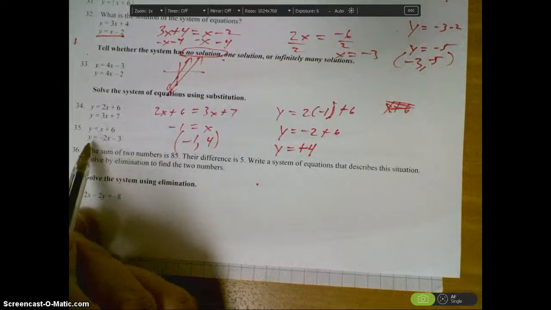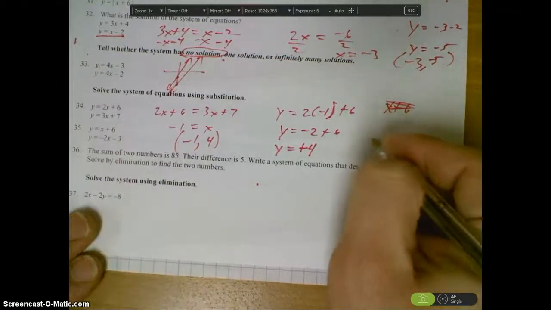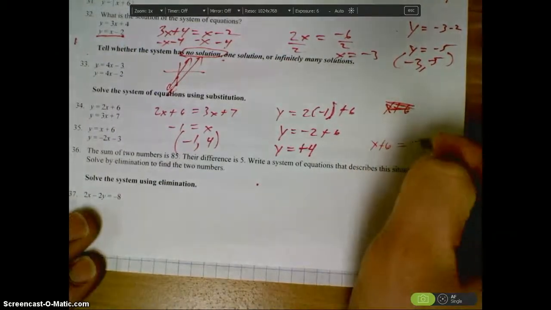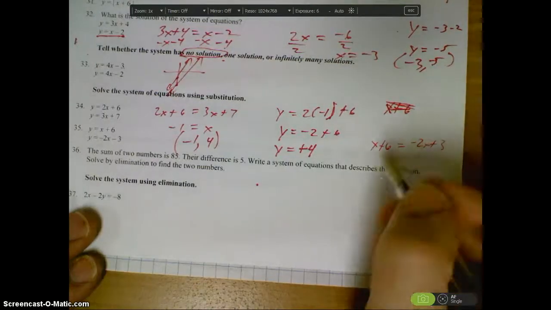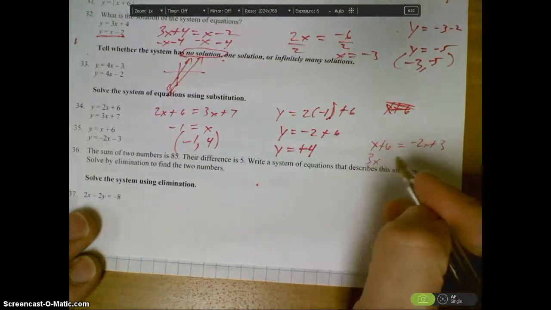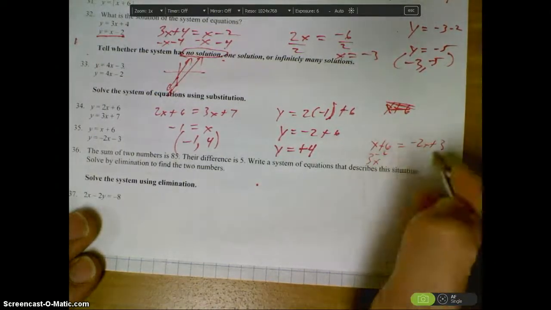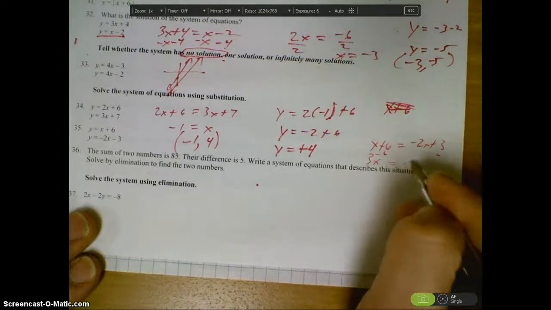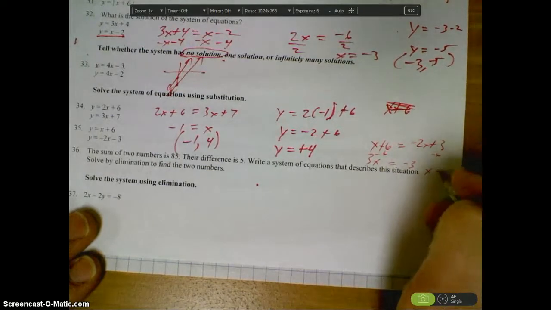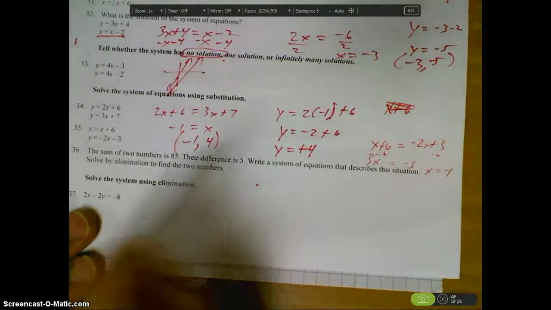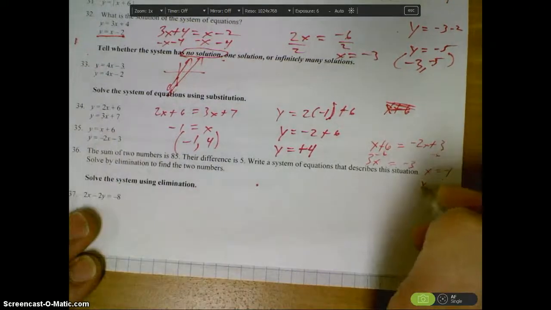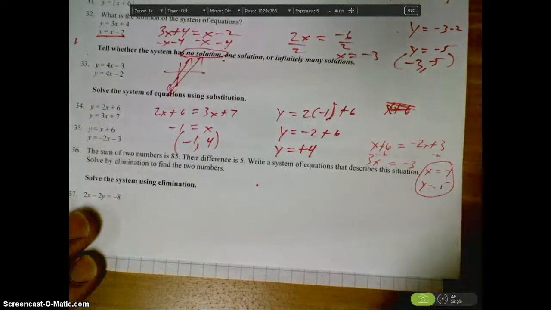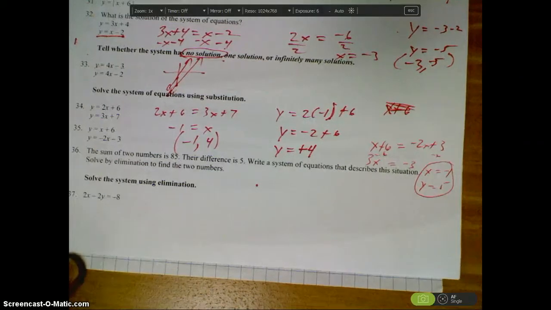They're both equal to y, so I can set them equal to each other. x plus 6 equals -2x plus 3. I'm going to add 2x to both sides to get 3x over here. I'm going to subtract 6 to get -3 there. Therefore, x equals -1. Plug it into any one. This one's going to be the easiest here. So -1 plus 6 is +5. So y equals 5.